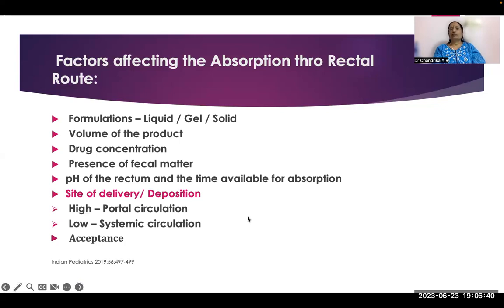So if you put the suppository in the higher part of the rectum, that is the superior hemorrhoidal veins, that drains into portal circulation. Because of that, it goes through first pass metabolism in the liver. If you put the suppository in the lower part of the rectum, that is the middle and inferior hemorrhoidal veins, they drain into systemic circulation. That's why I have written 100% there. But most of the literature says that the absorption from the lower part of the rectum is very, very low.